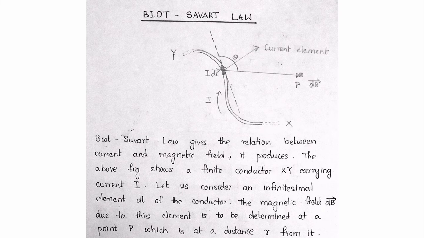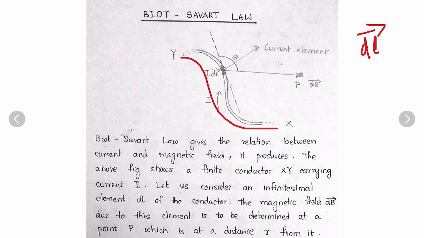Here we have seen a long wire. XY is a long wire. On this wire we have taken only a small part. The length of that small length element is dl bar. On this wire we have taken a small part, which I am showing here with the red circle, that is dl bar. With that element we have to calculate the magnetic field at a point P.